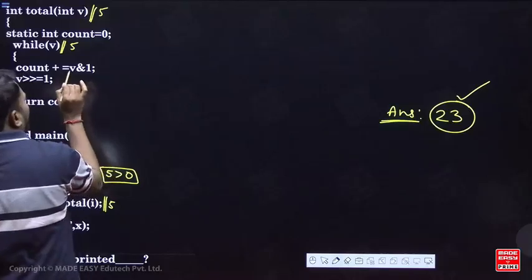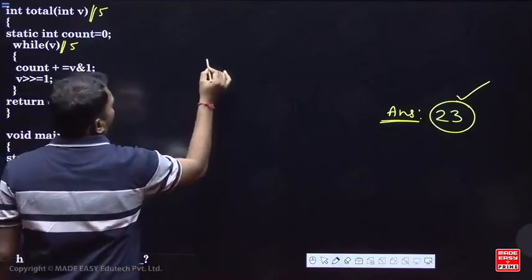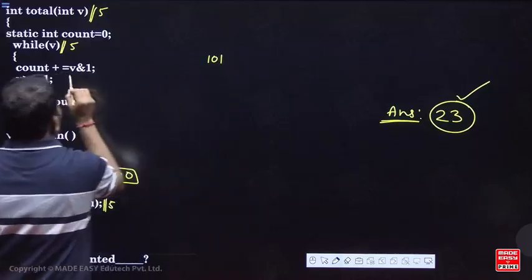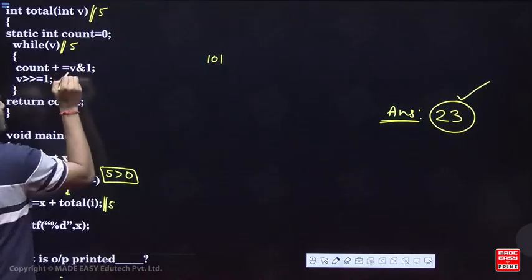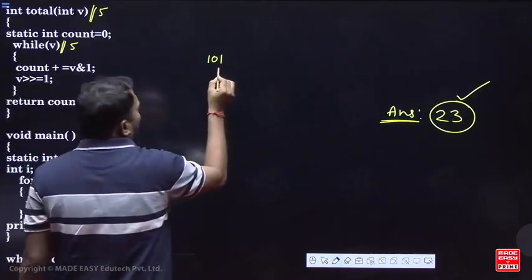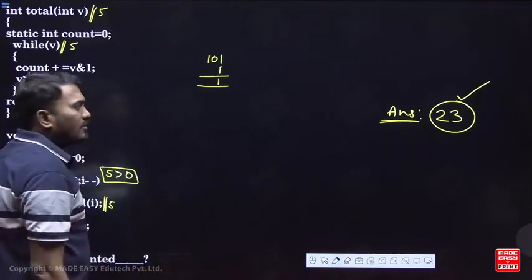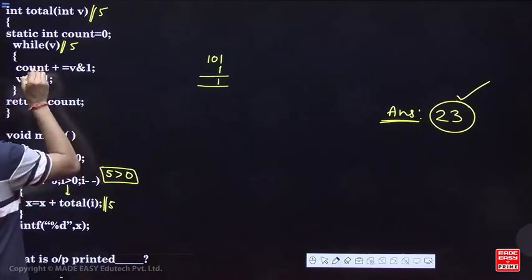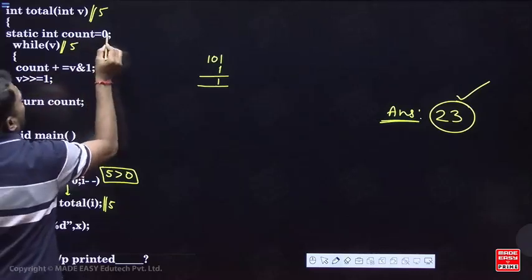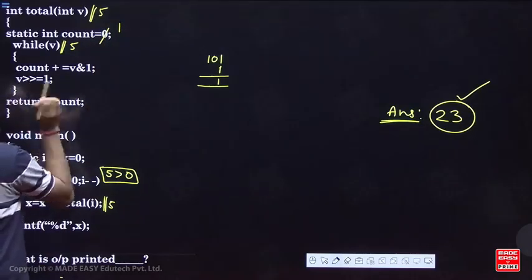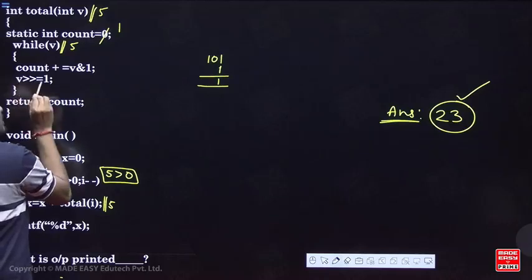So first you apply V and 1. So V value is what? Okay, 5. So 5 means what? 101 in the binary format. You apply AND with 1. So if you AND with 1, what is the value here? 1. So this 1 will be added to what? Count. So count value increments with the 1. And next, V equal to V right shift by 1.